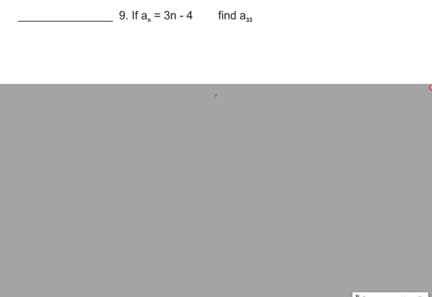What is a sub 33? So again, if you're thinking, you realize the n is 33. That's the whole deal of the problem. 99 minus 4, we can all do that, right? And hopefully you said 95 is the answer. How many got that one right?